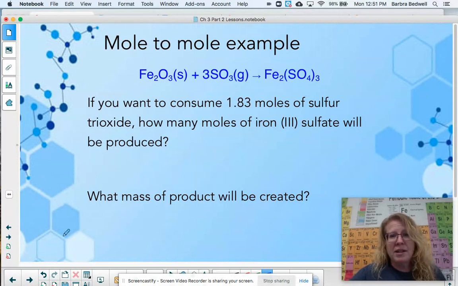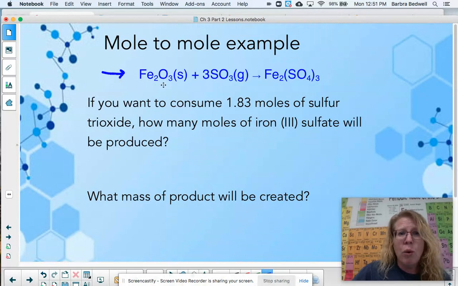So here's a little bit of a scarier looking one, right? I'm kind of building it up. So again, here's our balanced equation up at the top. 1 mole of Fe2O3, which is iron(III) oxide, will react with 3 moles of sulfur trioxide to produce 1 mole of Fe2(SO4)3. That's iron(III) sulfate. So there's our balanced chemical equation.